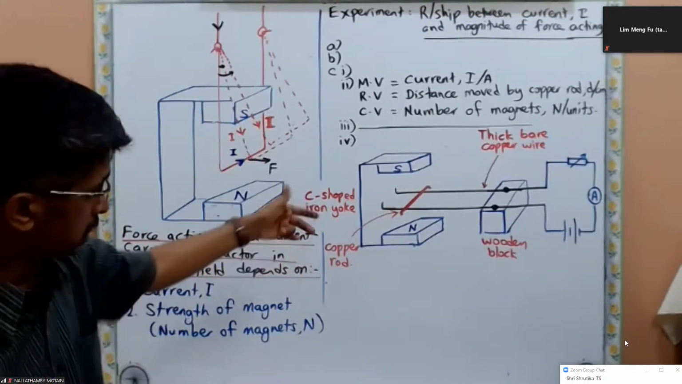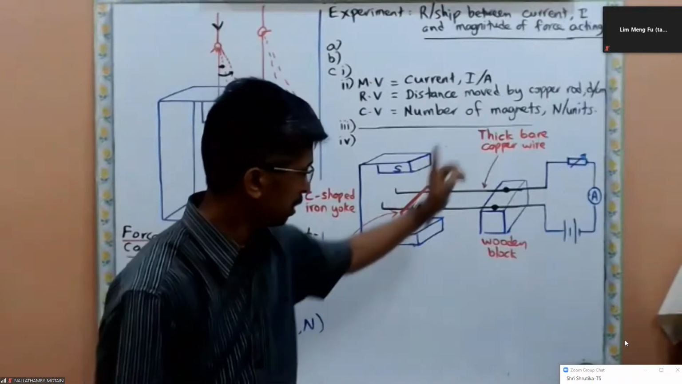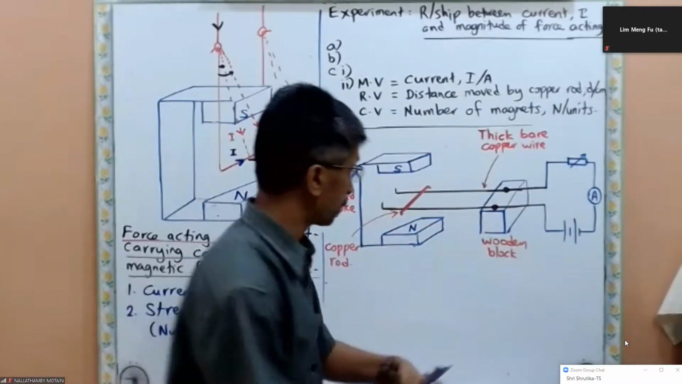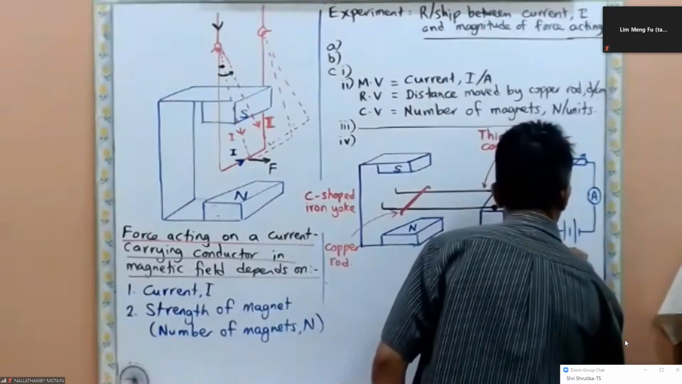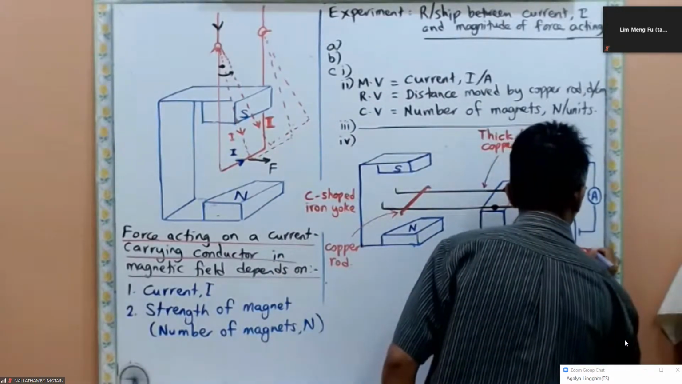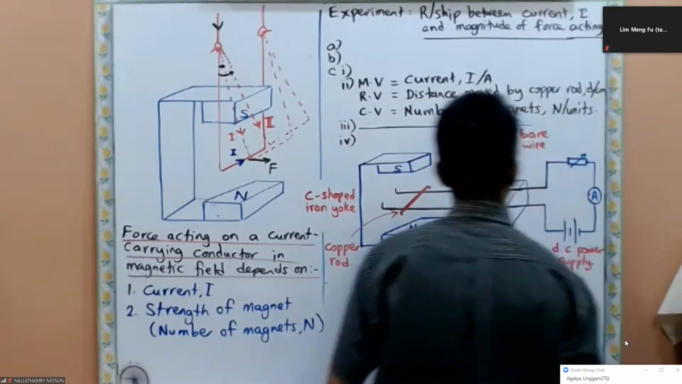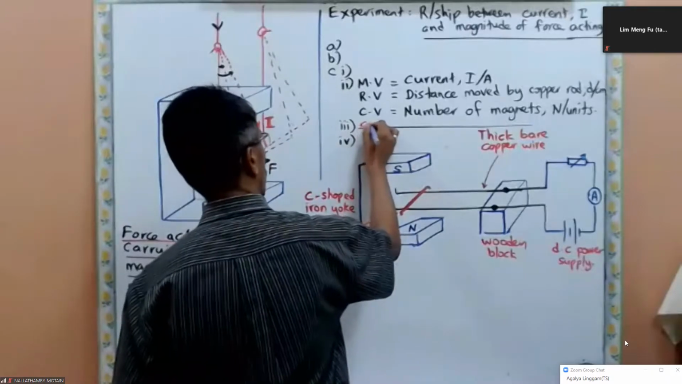Now complete. The rest, magnet, you can write on your own. Magnet, rheostat, ammeter, battery or DC power supply. And don't forget to write connecting wires.